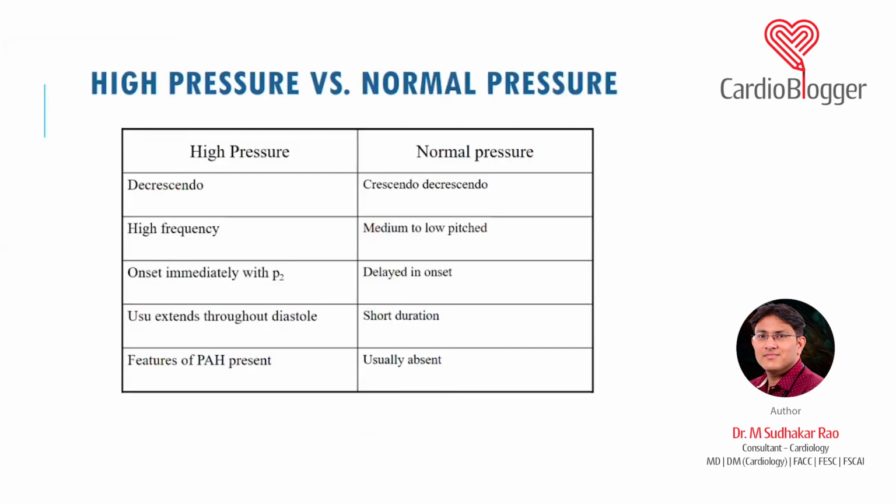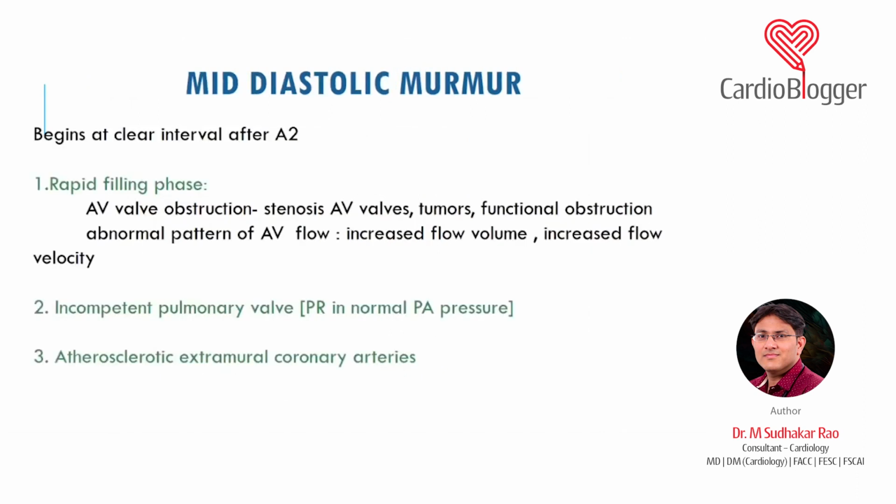Now, how do you tell that this pulmonary regurgitation murmur is hypertensive or normotensive? Again, a hypertensive is a decrescendo murmur, whereas a normotensive is a crescendo decrescendo. It is a low pitched murmur, whereas a hypertensive is a high pitched murmur. You get other signs of PAH in hypertensive, not in a normotensive. Normotensive is a shorter duration murmur, hypertensive is a longer murmur. And a normotensive starts sometime after the P2, whereas a hypertensive starts immediately after the P2. So these are the points of differentiation between a high pressure and a low pressure PR.